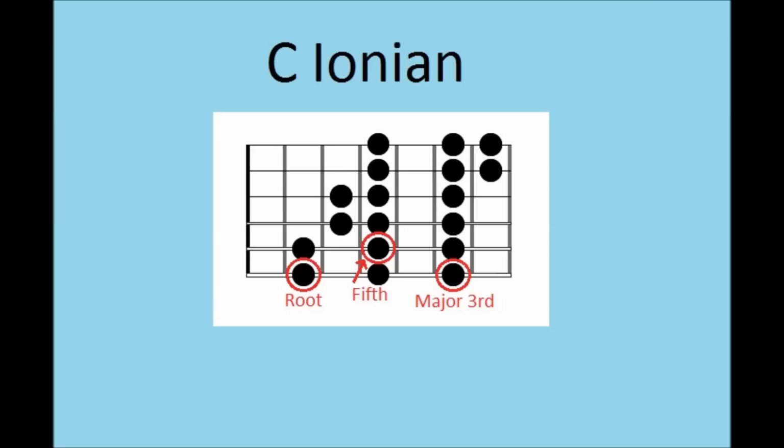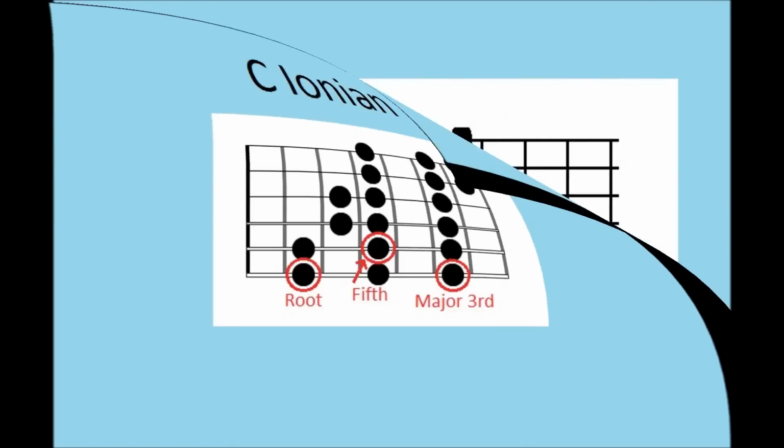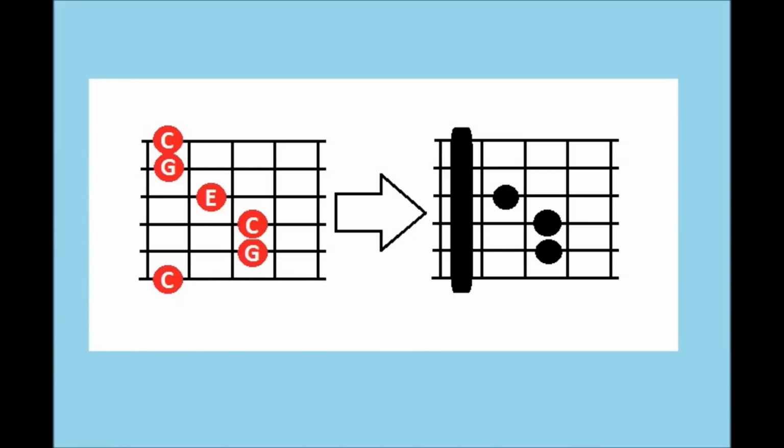In the case of the Ionian mode, the third interval is 2 whole tones higher than the root note. This is known as a major third. Also note that the fifth is unaltered. It isn't flattened or sharpened. It is a perfect fifth. These 3 notes, C, E, and G, are the only notes in a standard major bar chord.